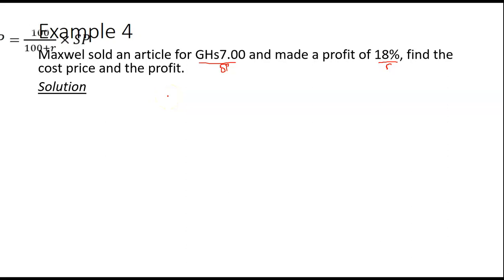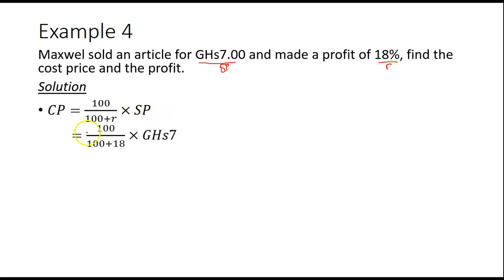So to find the cost price, remember I gave you this formula for cost price, isn't it? Cost price is equal to 100 over 100 plus R times SP. And I told you we get this formula from SP's formula, which says SP is equal to 100 plus R over 100 times CP. If you make CP the subject, you get this. So we are using this formula and it gives you 100 over, what's the rate? The rate is 18, so that's 100 plus 18 times the selling price.